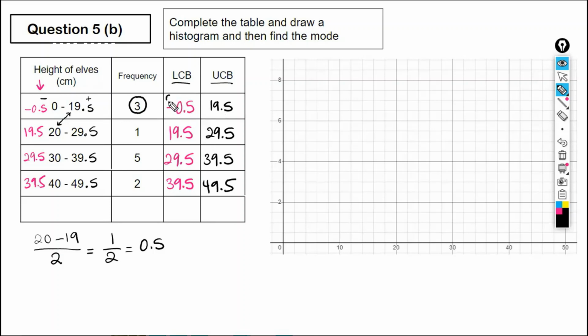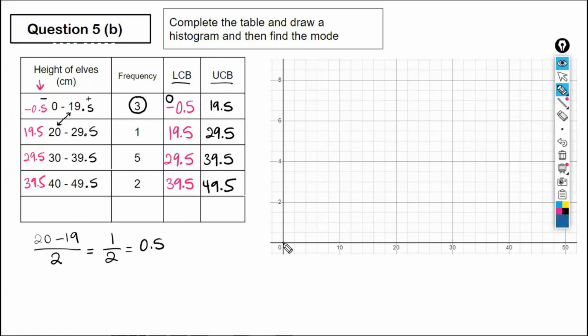You see how we have a negative 0.5? It's okay to put this one at 0, because remember, the upper class boundary and lower class boundary represent heights. You can't really have a negative height. So tell me if this makes sense. The first rectangle, we got a different color here.